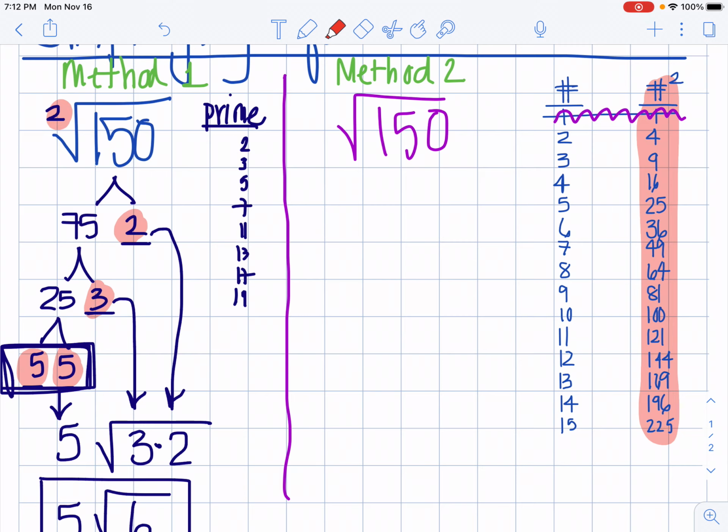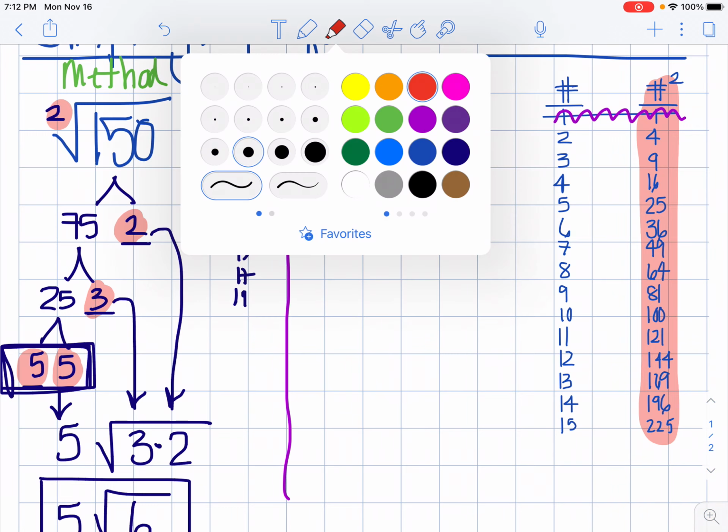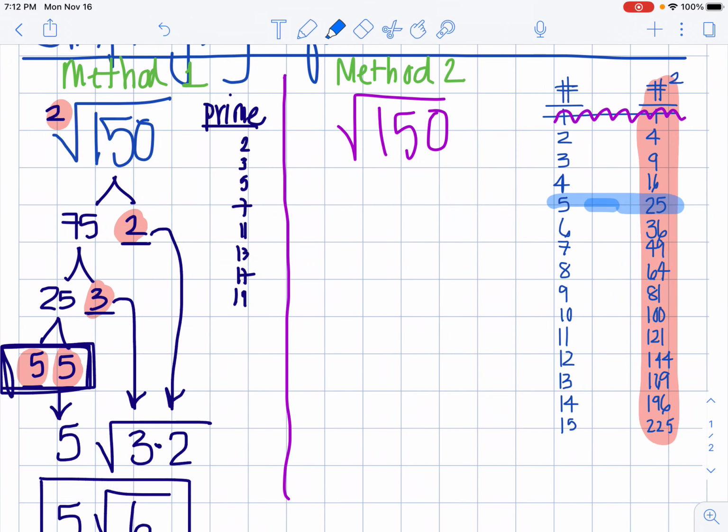So we start with 2, and 2 squared is 4. 150 is not divisible by 4. 150 is not divisible by 9. It's not divisible by 16, but it is divisible by 25. Now I want to see, is there any bigger number that goes into 150 that I could divide 150 by and get a whole number? You can't divide 150 by 36, or 49, or 64, or 81, 100, or 121. 150 divided by 144, no. 150 divided by 169, now we're too big.